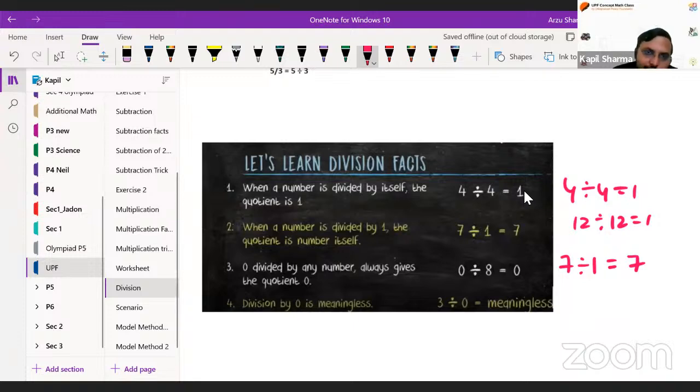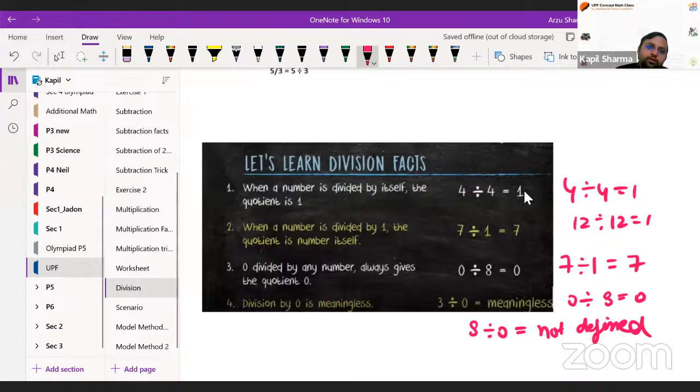Third fact is if you divide 0 by any number, the answer will always be 0. And if you divide any number by 0, the answer is not defined. So basically, this has no meaning. 8 divided by 0 or any number divided by 0 is meaningless. It's not defined. So these are some division facts.